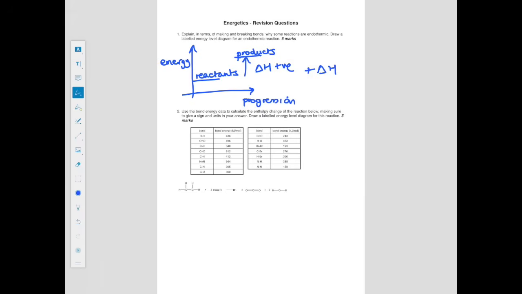Use the bond energy data to calculate the enthalpy change for the reaction below, making sure to give a sign and units in your answer. Draw a labelled energy level diagram for this reaction. 5 marks. Okay, so this is good.